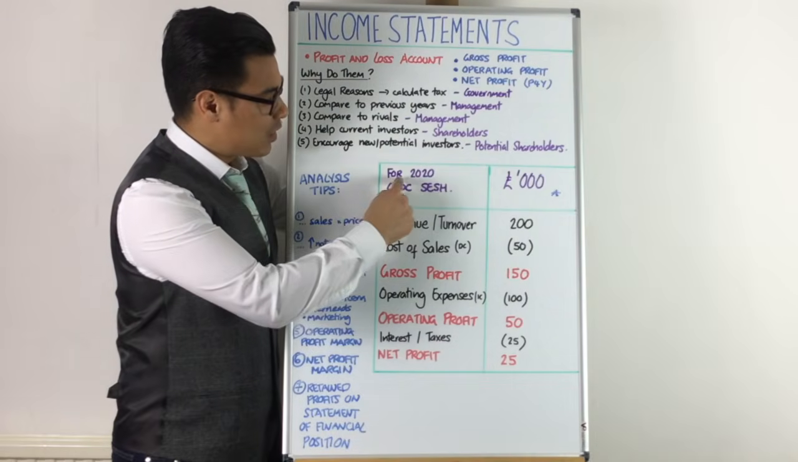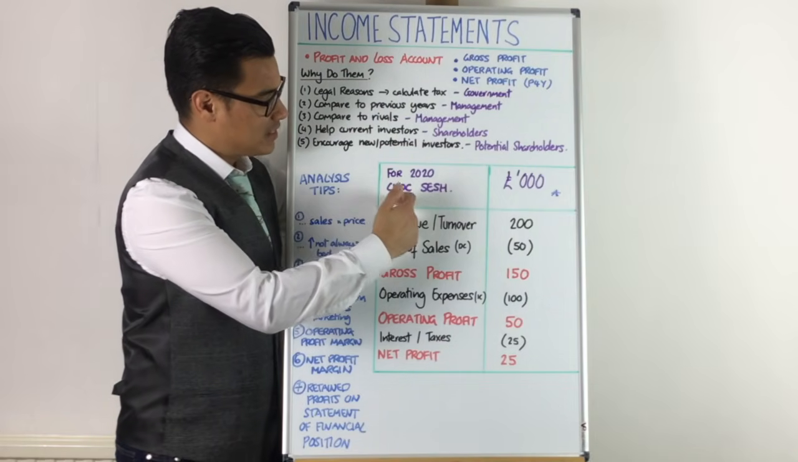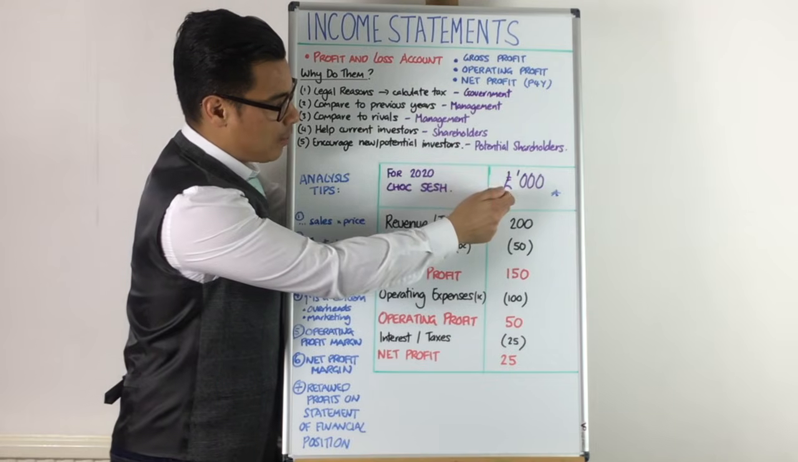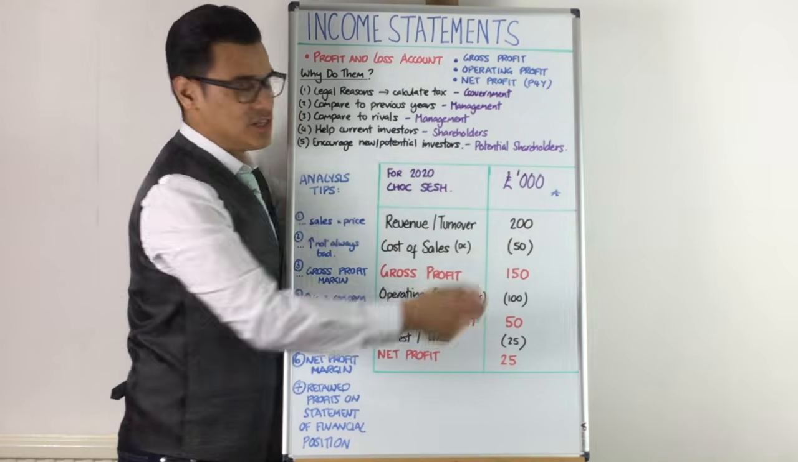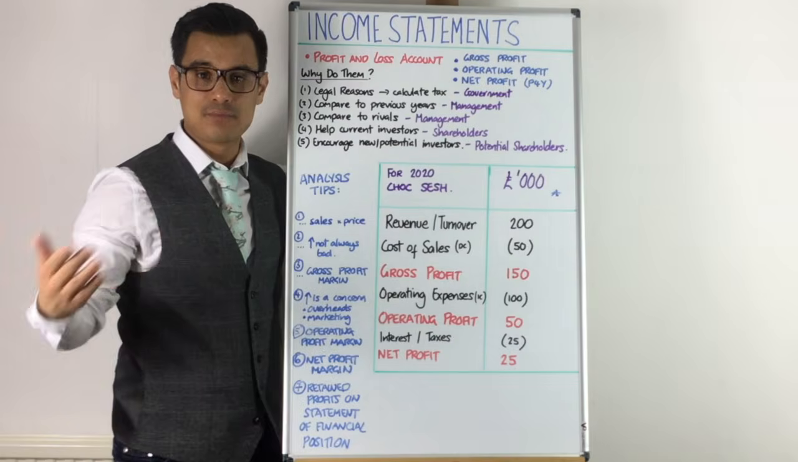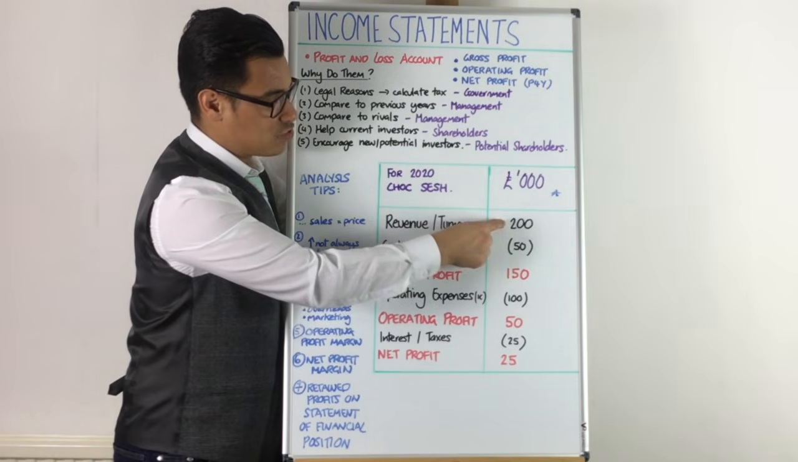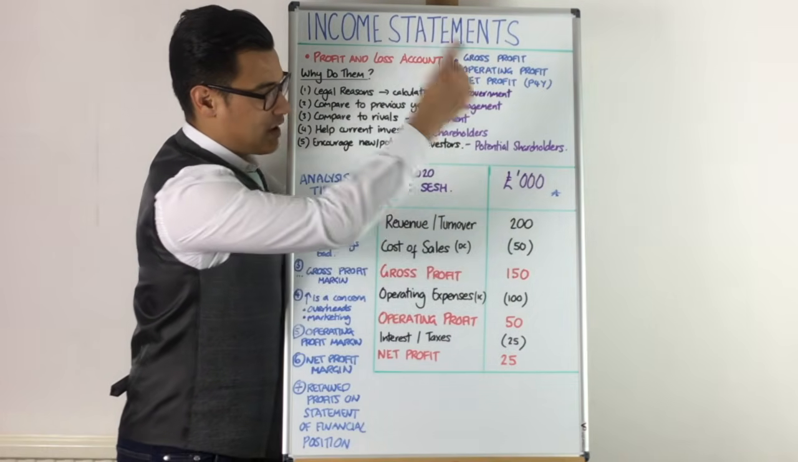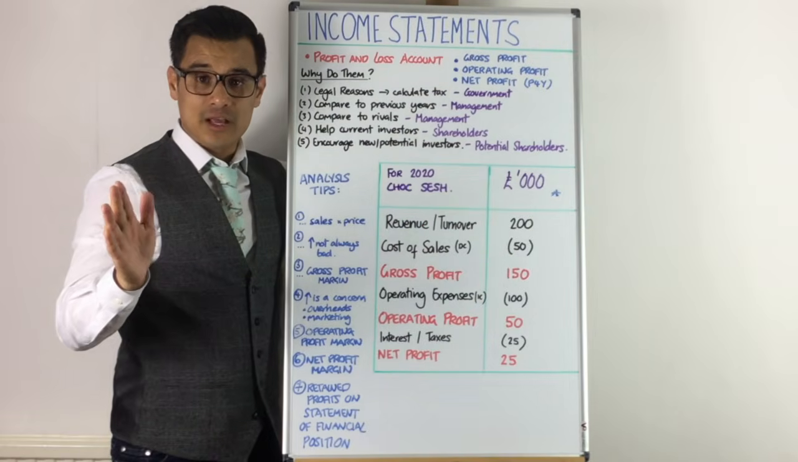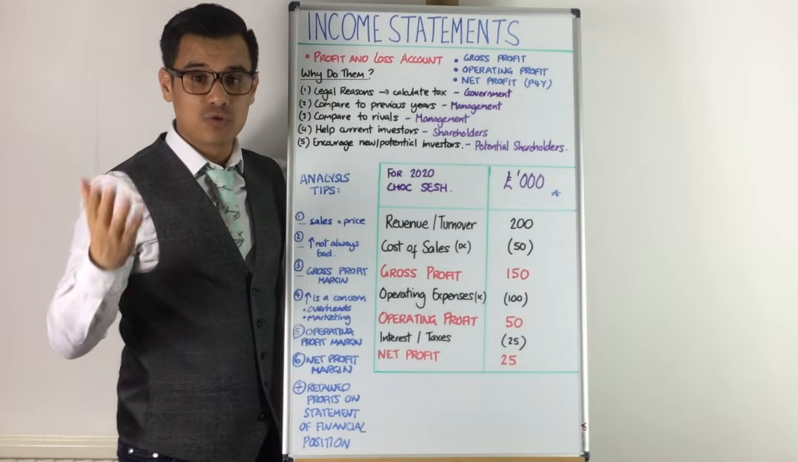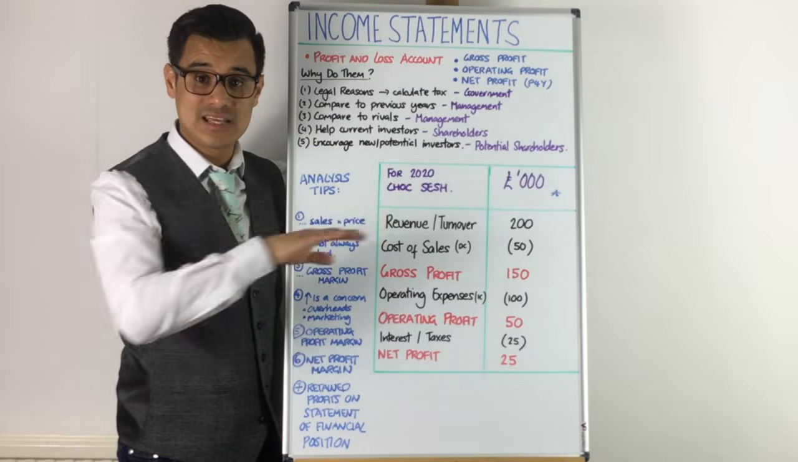So it's for 2020, that's the year, and the company is Chop Sesh. And here we've got a pound sign, a dash, and 3 zeros, so that just means £1,000. So if you see 200 here, that means £200,000. Okay, the income statement, or the profit and loss account, will always be in this fashion.